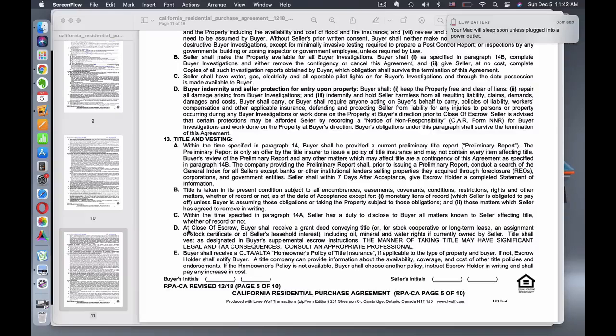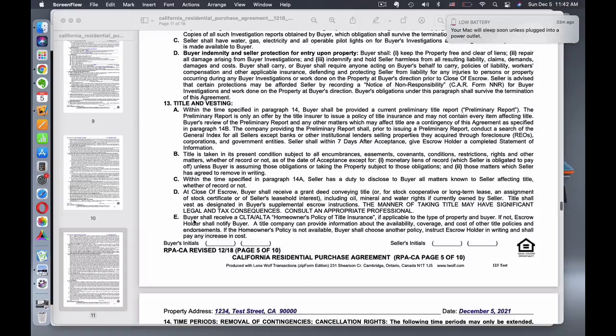Under D, this will explain a close of escrow, what you're going to receive, and some of the considerations you need when you take title and issues that could affect you either legally or through taxes. We earlier talked about the title insurance policy and why it's important for the seller to get this and why the seller's typically paying for it here in Southern California.